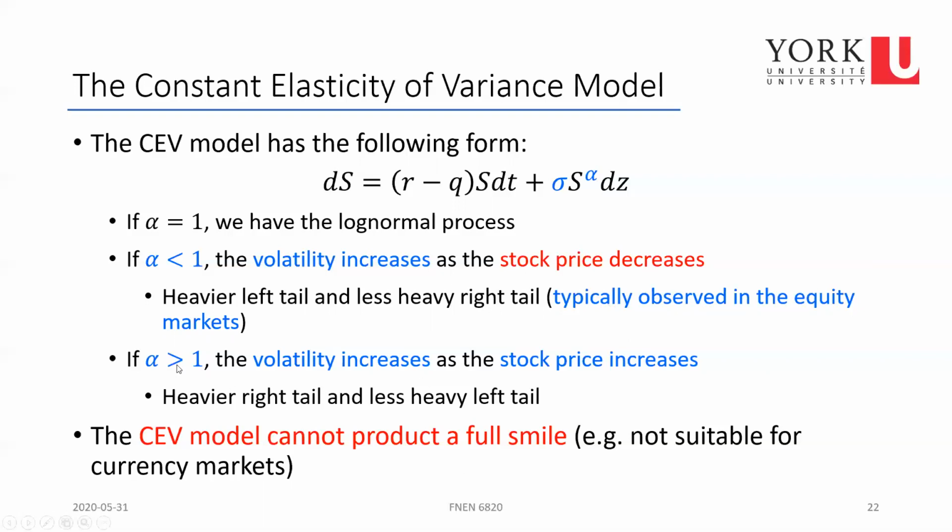On the other hand, if alpha is greater than 1, then you will have a thicker right tail and a less heavy left tail. But that's not typically observed in the market. So if you're modeling the stock market and you worry about changing volatility, one way to generate that skewness is to have a constant elasticity of variance model with an estimated alpha value that you force to be less than 1.